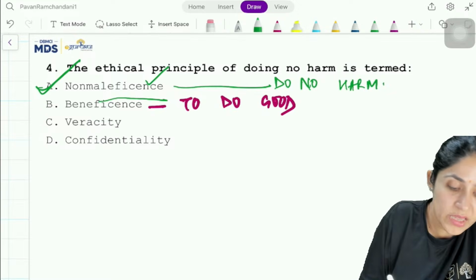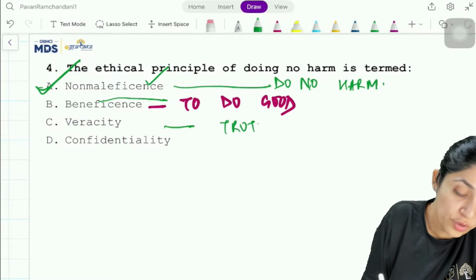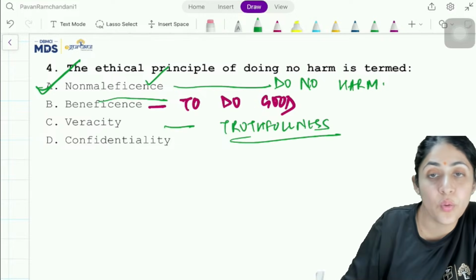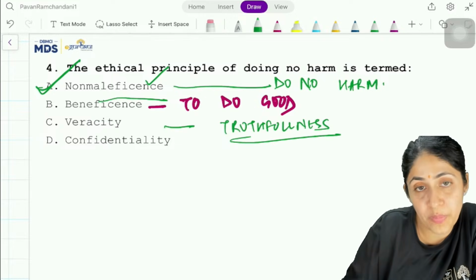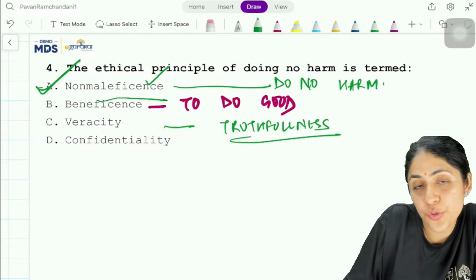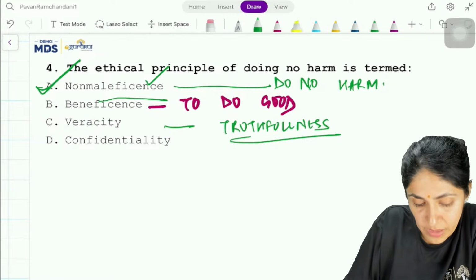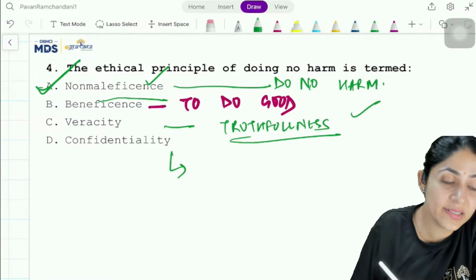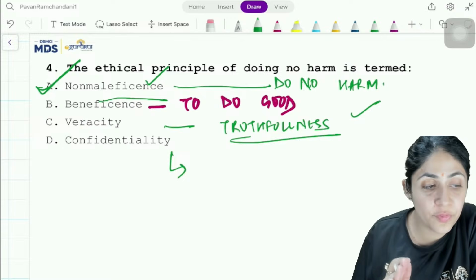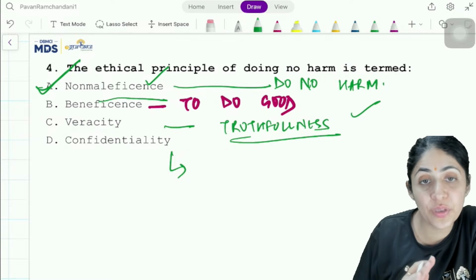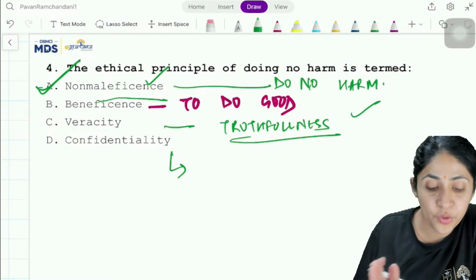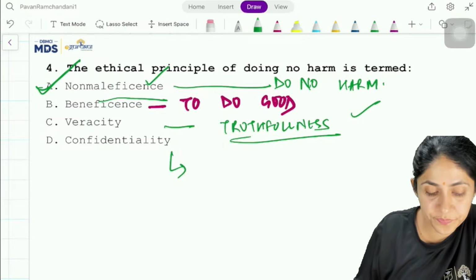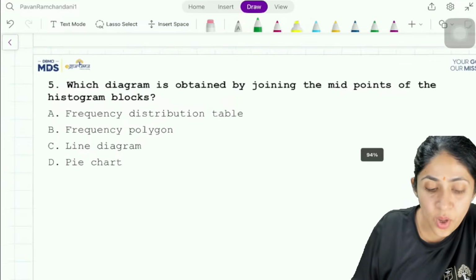Veracity means you have to be truthful. Suppose you feel that an implant would be more lucrative for you, but the patient should be given the option of an RPD as well as an implant. So you have to be truthful to the patient. Confidentiality is that whatever confidential information you know about a patient, you have to keep to yourself. You do not have to discuss that with anyone else. Understood?